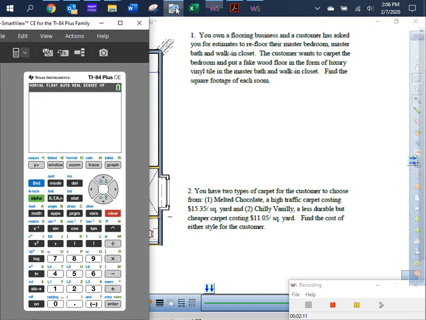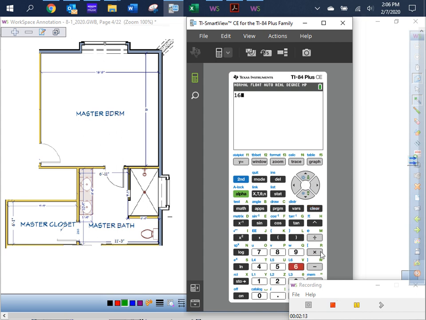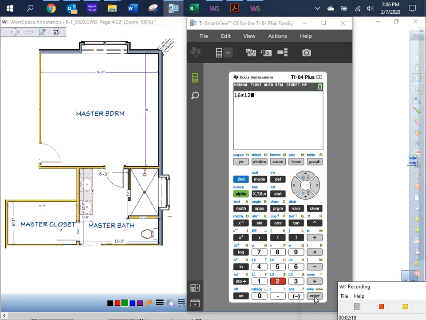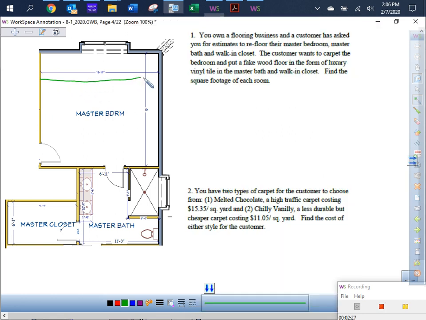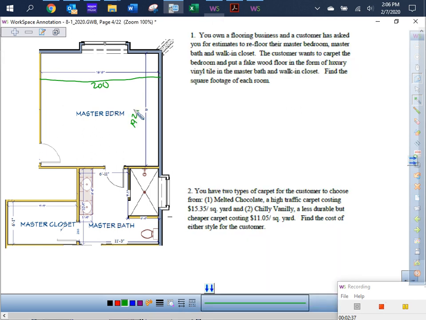So what we'll do is, if that's 16 foot 8 inches, let's just take the 16 feet and change it into inches by multiplying it by 12. And that is 192 inches, plus that other 8 inches is 200 inches. So this whole thing right here is 200 inches long. And the 16 feet is 192 inches. So got the dimensions of the master bedroom.